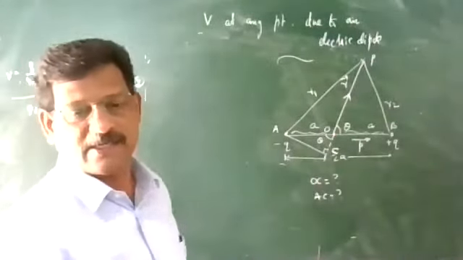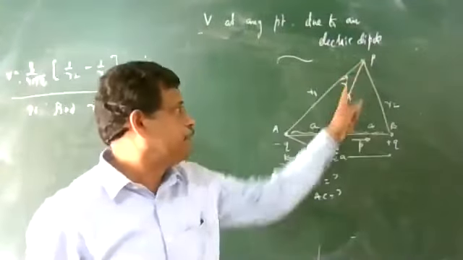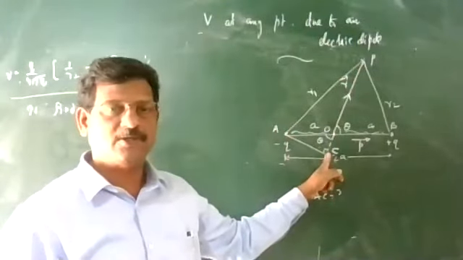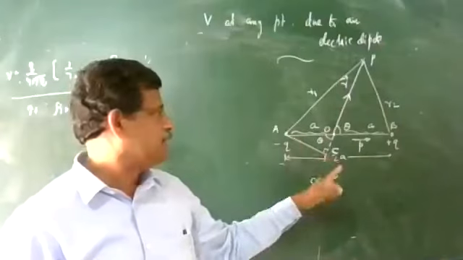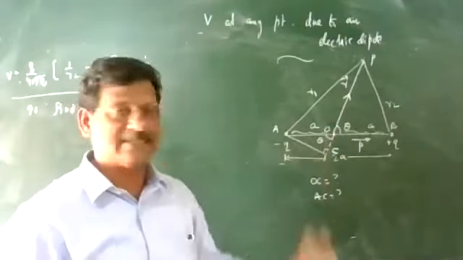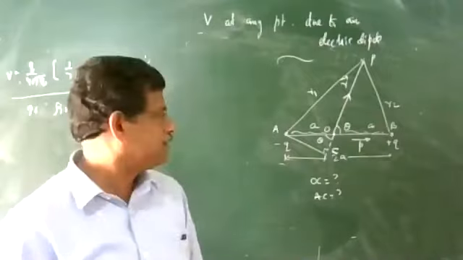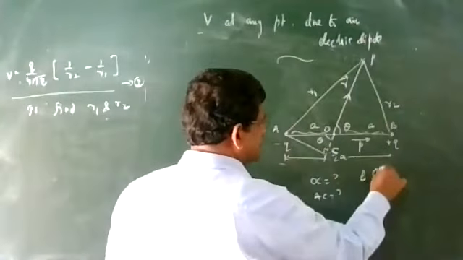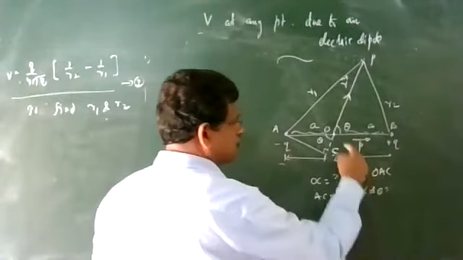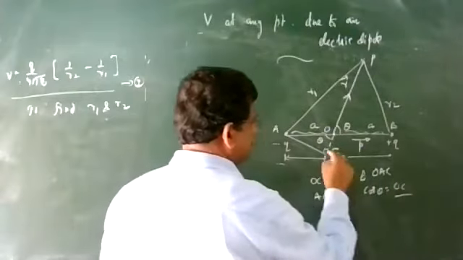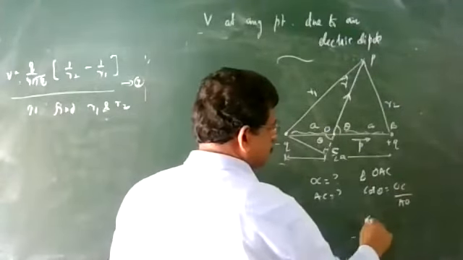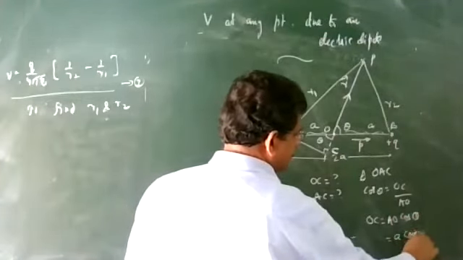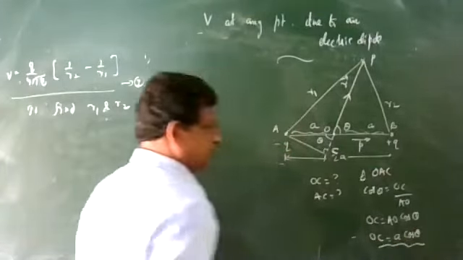So PO is extended back. AC is drawn perpendicular to this point, and we have to find the value of OC and AC. What is OC? We can take cos theta from triangle OAC: cos theta is equal to OC divided by the hypotenuse AO. OC is equal to AO cos theta. AO means a, so OC is equal to a cos theta.